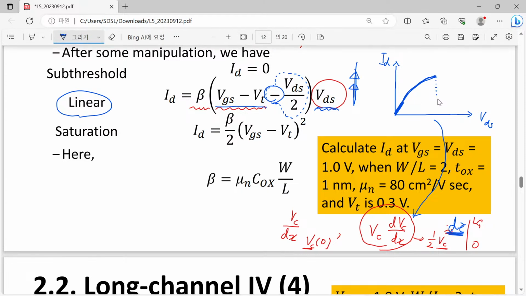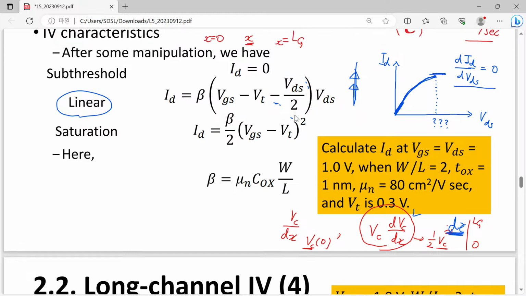Okay, so please try to find out that point. What is the condition for this? Here we have the increase of ID with respect to VDS becoming 0. Can you find it? So let's do it together.